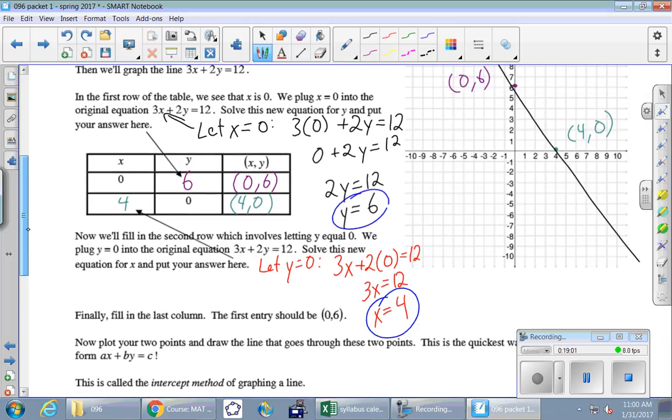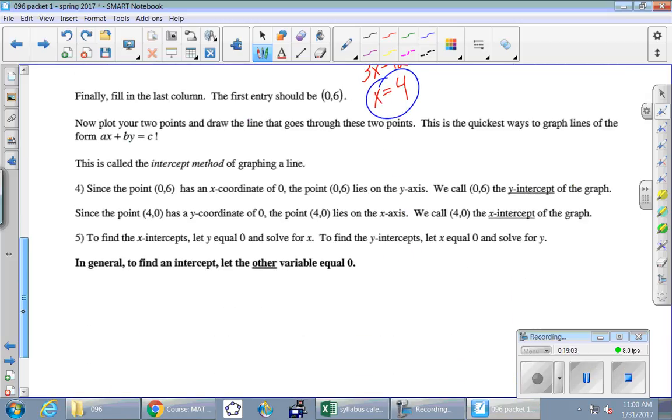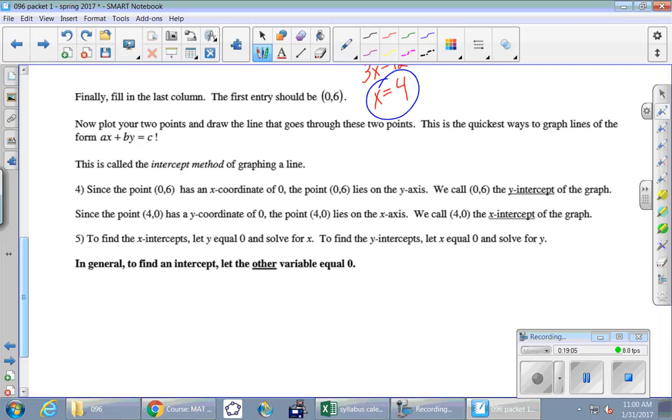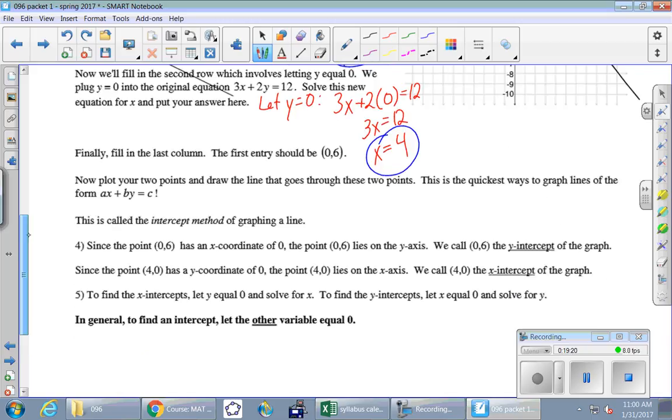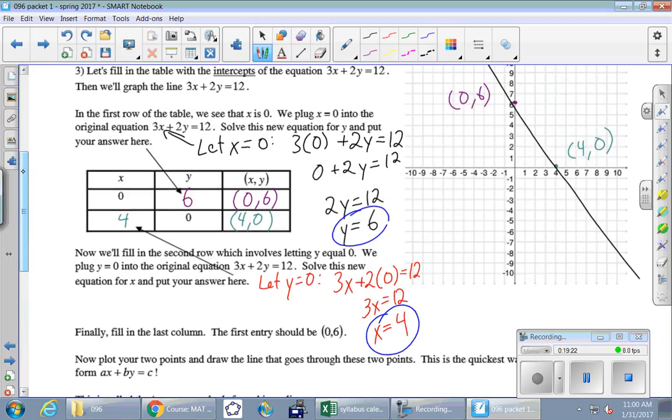Okay, so the way that we just graphed that line is called the intercept method of graphing the line. You find the 2 intercepts, and then you connect the dots. I think that the easiest way to graph lines of the form ax plus by equals c is just what we did up there. I know that some people, when they see the equation of a line, feel compelled to solve for which letter?